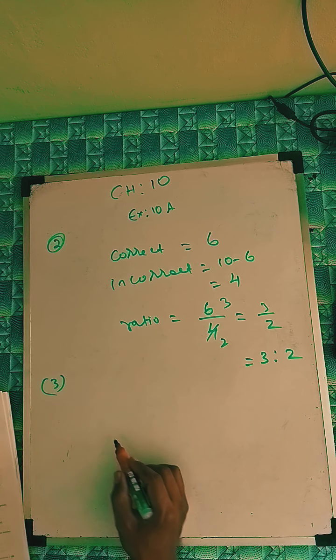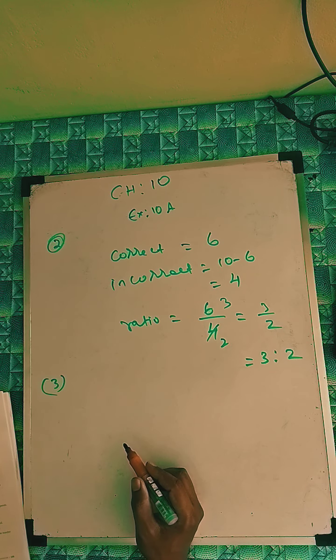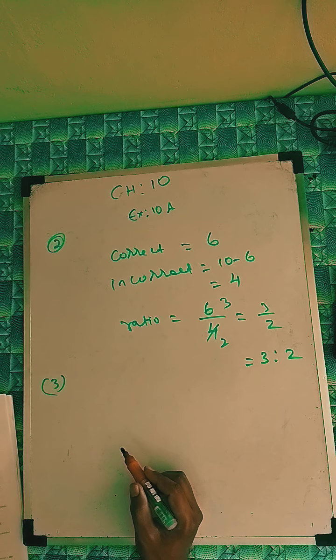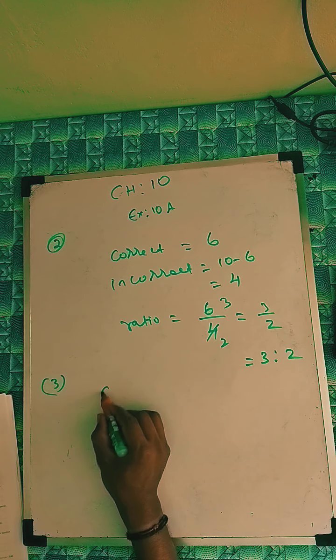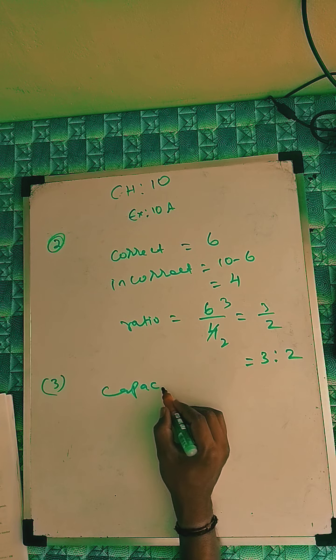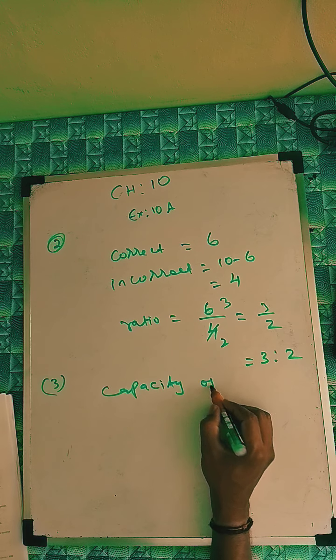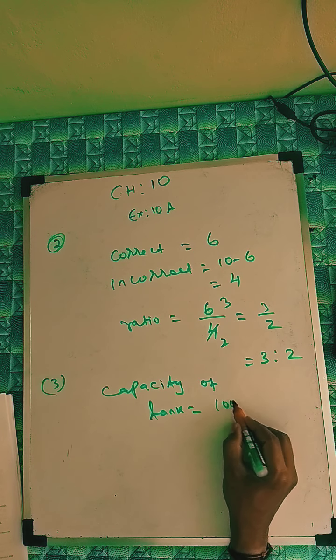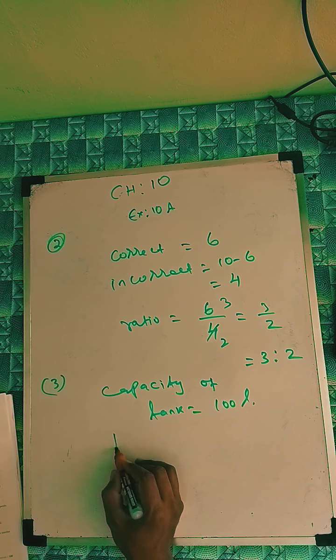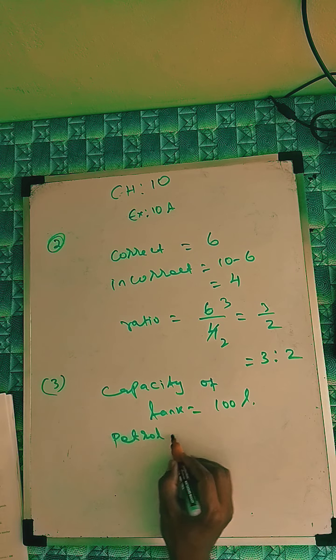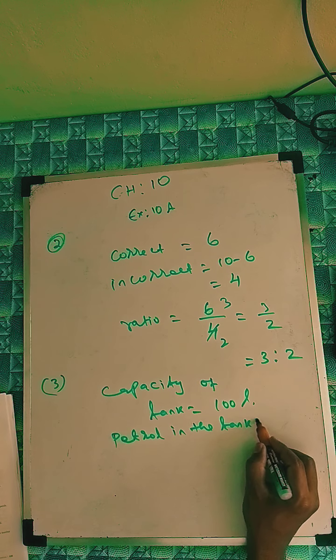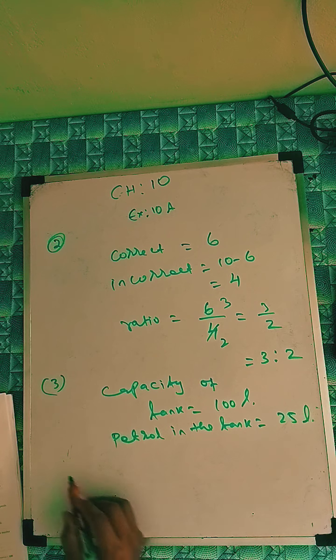Okay. And question number 3. A petrol tank with a capacity of 100 liters has 25 liters of petrol in it. Find the ratio of the liters of petrol in the tank to the capacity of the tank. What part of the tank is full? So capacity of the tank is equal to 100 liters. And the petrol in the tank is equal to 25 liters.